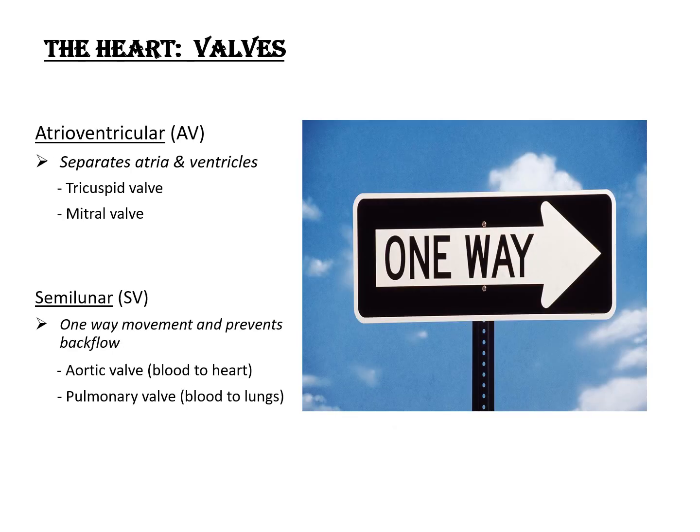As it pertains to the heart valves, we have atrioventricular and semilunar. The atrioventricular, also known as the AV valves, separate the atria and the ventricles. This is your tricuspid valve and your mitral valve. And the semilunar valves, also known as SV, are the valves that prevent backflow. There's one-way movement through them. You have the aortic valve, which is blood to the body, and you have the pulmonary valve, which is blood to the lungs.